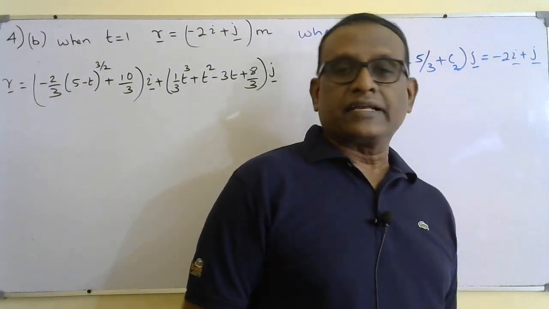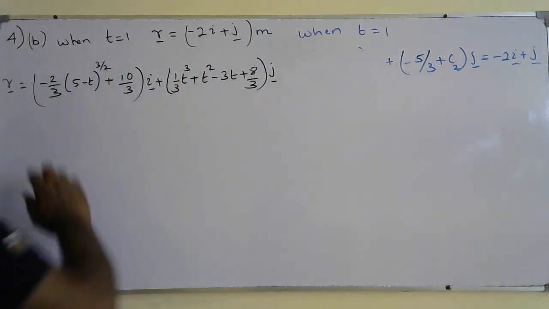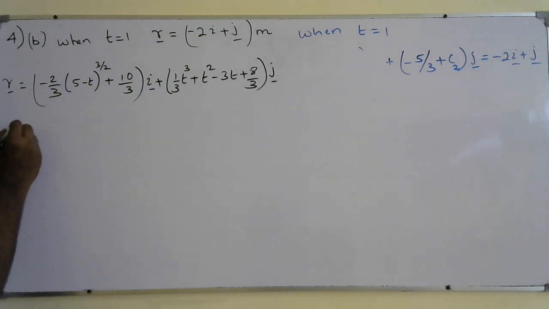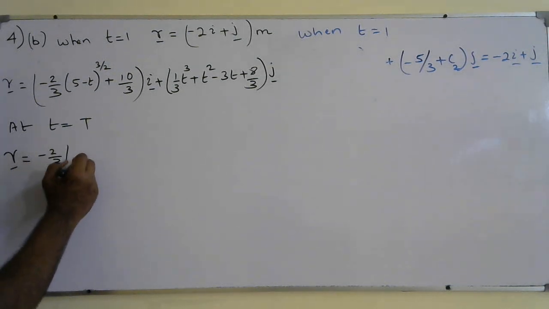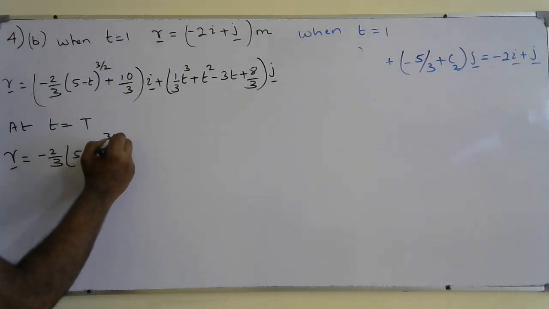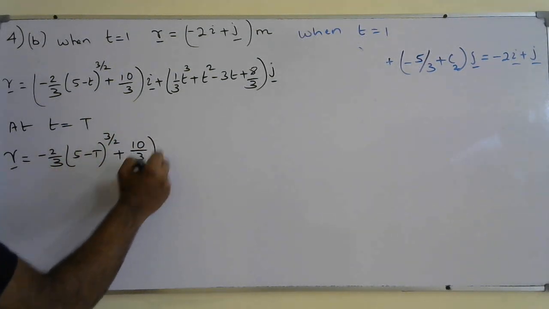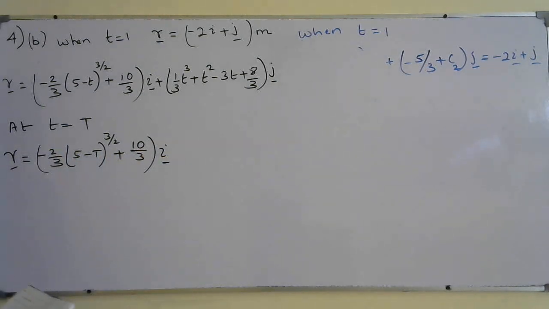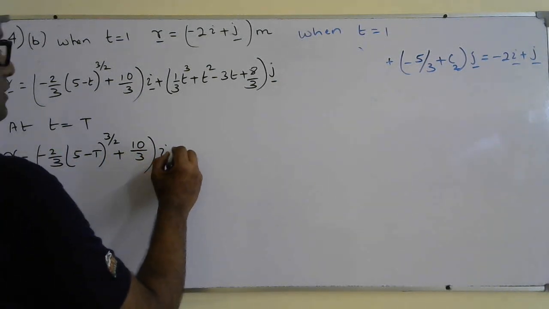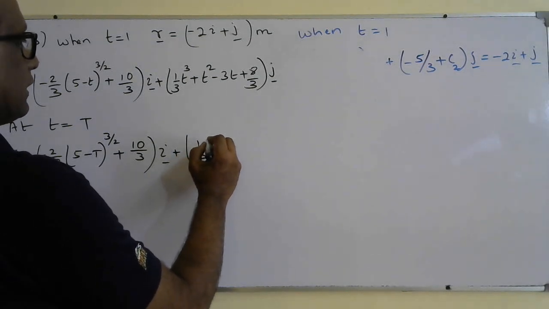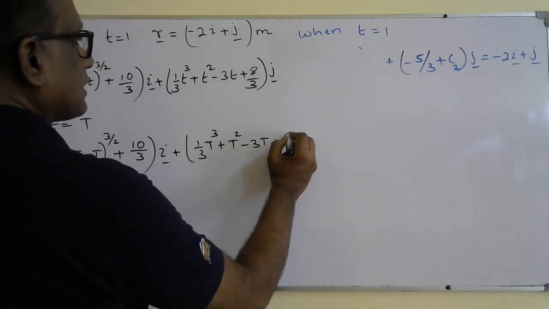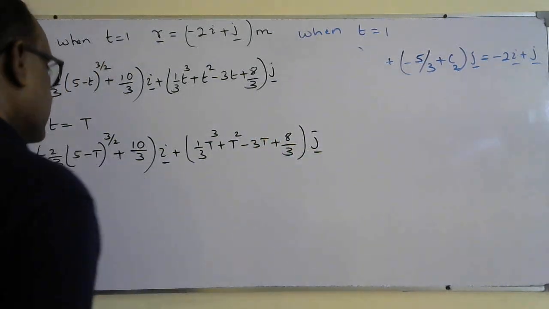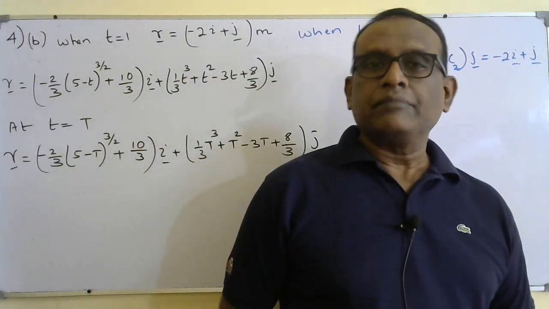So they asked to find the position vector at time equal capital T. So instead of t, substitute capital T, you will get the final answer. So at t equal T, the position vector is given by minus 2 by 3, 5 minus capital T, 3 by 2, plus 10 by 3, i, plus 1 over 3 T cube plus T squared minus 3T plus 8 over 3 j. This is the final answer, the position vector at time capital T.